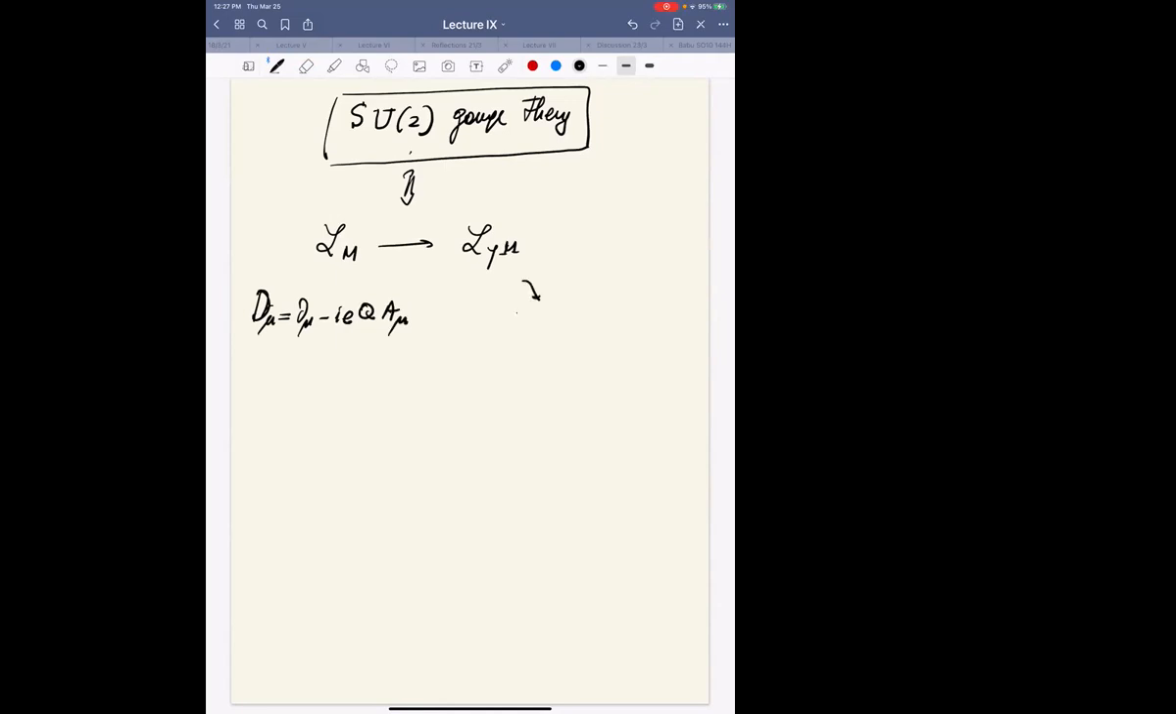Whereas here, D_mu, if I have an SU(2) symmetry, must have a coupling constant associated with SU(2). Let's call it gauge coupling g. How many generators? Three. That means three gauge fields. This is what going from U(1) to SU(2) means. Q, of course, commutes with itself in the U(1) case, whereas the T^a don't. Well, they commute with themselves, but not among each other. That's why I have the antisymmetric tensor.